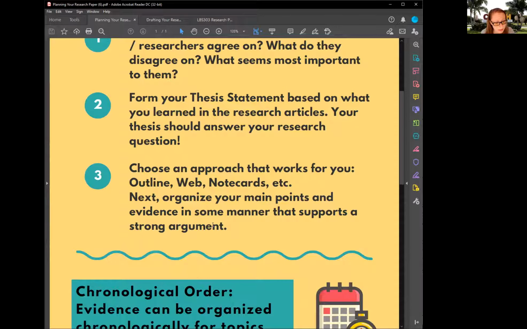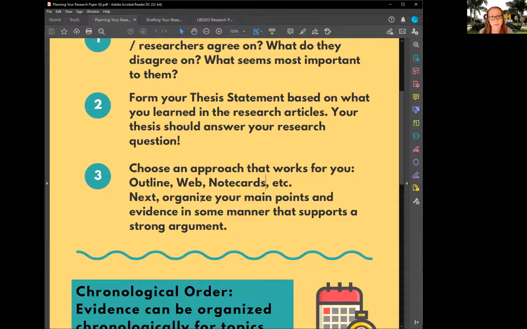The third step is to choose an approach that works for you to plan. So a lot of people do an outline. I encourage you to do that. If you are a more visual person and you prefer a web or note cards or something like that, that's fine. As long as you are planning and you can show that, then I'm okay with that. But you do need to plan.